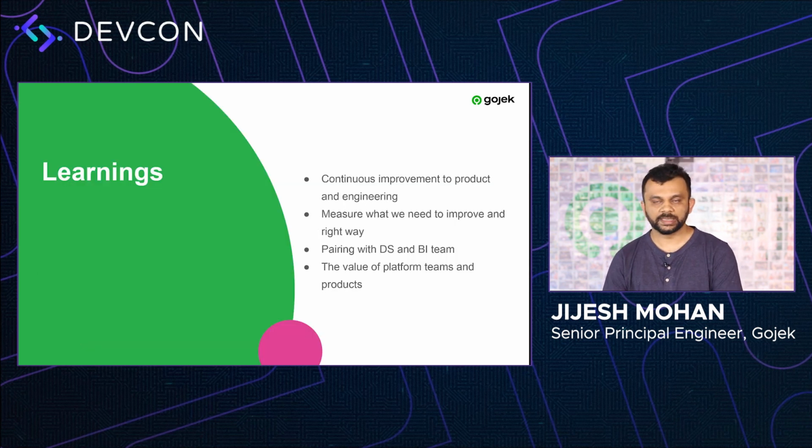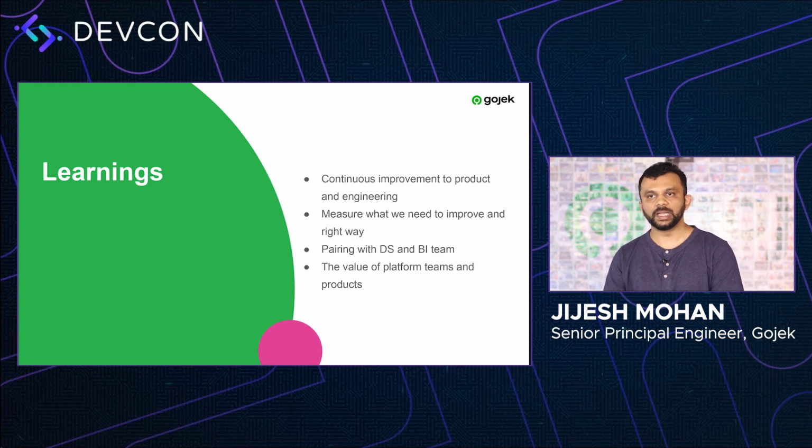So what are the learnings? When we are developing a search system, it will never become a 100% perfect system. So continuous improvement of these search features is very important. And also what you are going to measure to improve is very important. You have to measure the right things if you want to improve something. And another learning we got is that pairing with the data science team and other teams gave us more insights and also a different perspective to look into this problem.